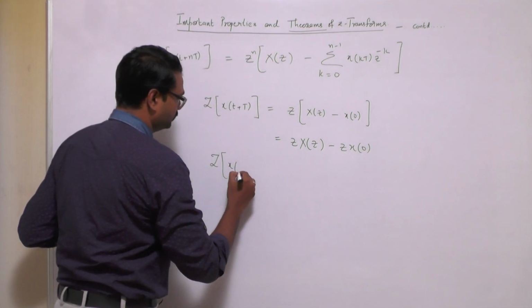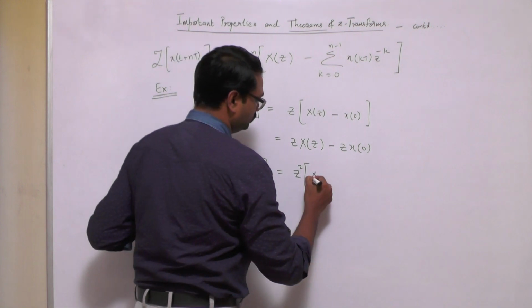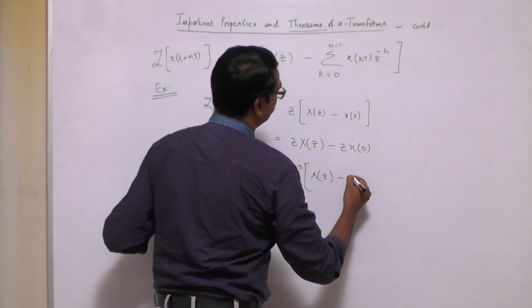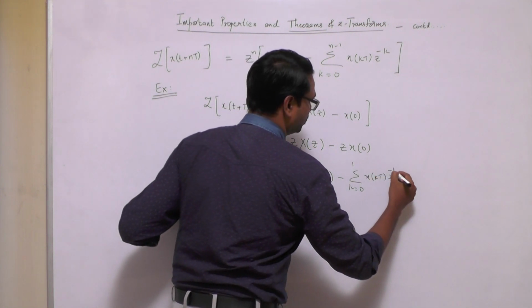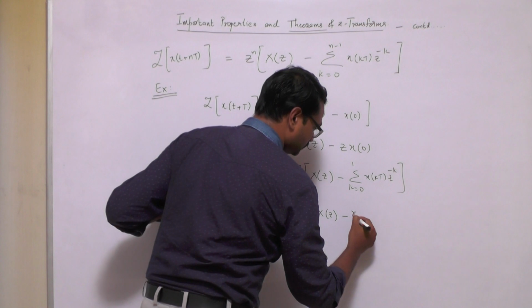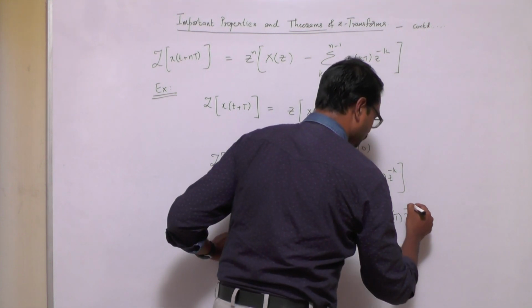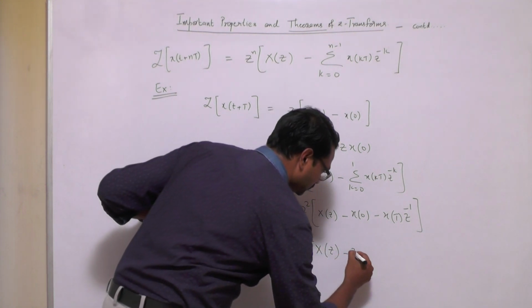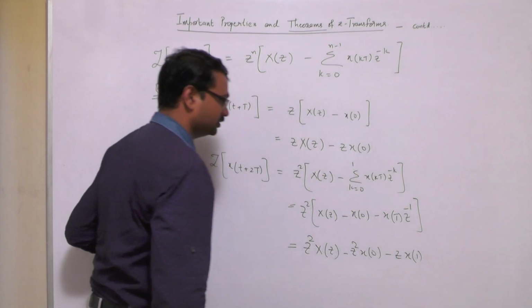Similarly, the z transform of x(t+2T), what do you have here? z² X(z) minus the sum from k=0 to 2-1, that is 1, of x(kT) z^-k, which when we elaborate this, we have k=0 it is x(0) minus x(1) or x(T) z^-1, or you can elaborate this as z² X(z) minus z² x(0) minus z x(1) or x(T).